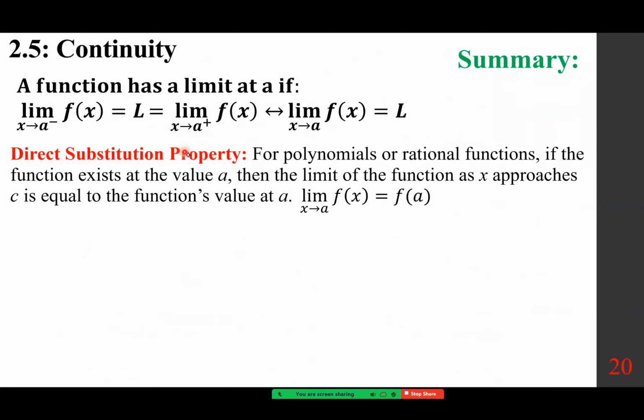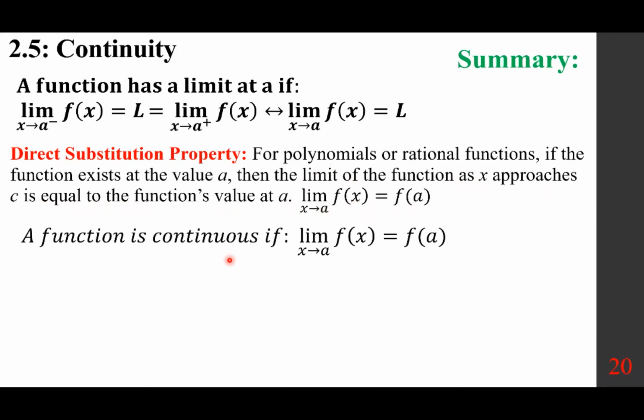Direct substitution property for polynomials or rational functions. If the function exists at the value a, then the limit of the function as x approaches a is equal to the function's value at a. Here's the limit of f of x as x approaches a equals f of a. In other words, it's saying that every function that we have studied in pre-calculus works as long as we are dealing with the proper domain of that.